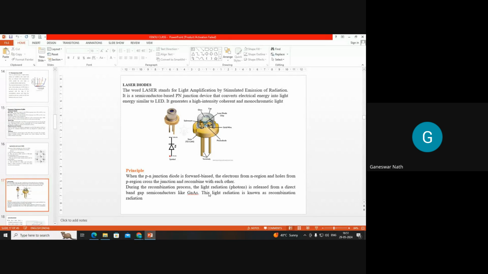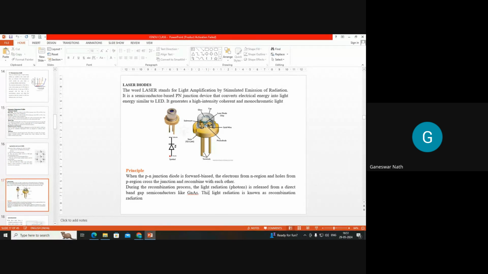It is a semiconductor based p-n junction device that converts electrical energy into light, similar to an LED. It generates high frequency, constant and monochromatic light. Due to such features we use the laser diode in many instrument designs and devices.